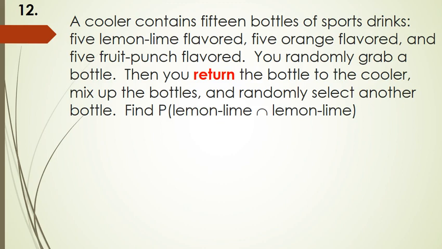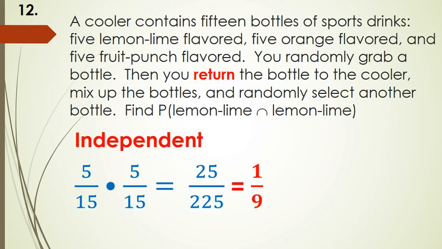It says there are 5 lemon limes, so it's going to be 5 over 15. And then we're going to multiply that by 5 over 15 again, because we returned the bottle, right? So 5 over 15 times 5 over 15 is 25 over 225, which again reduces to be 1/9. And again, recall, this could ask for it as fraction form, decimal form, or percentage.